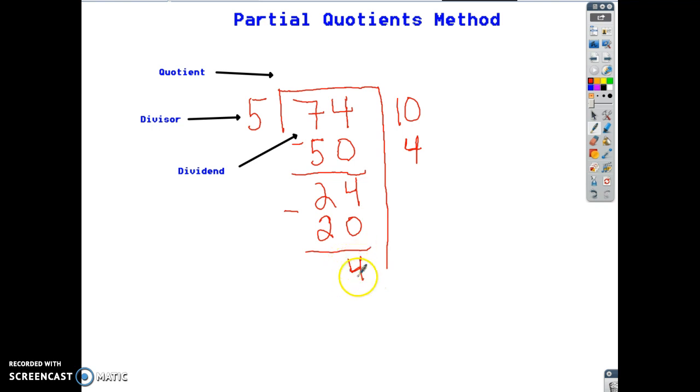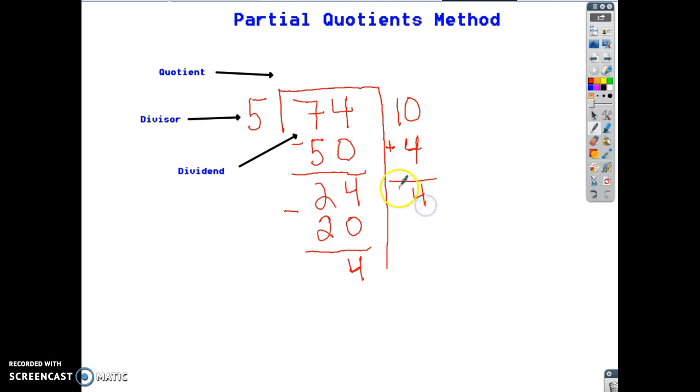So when you get a number in this column that's smaller than your divisor, you're done. Because this is actually going to be our remainder. And then what you do with these numbers on the right is you add them up.